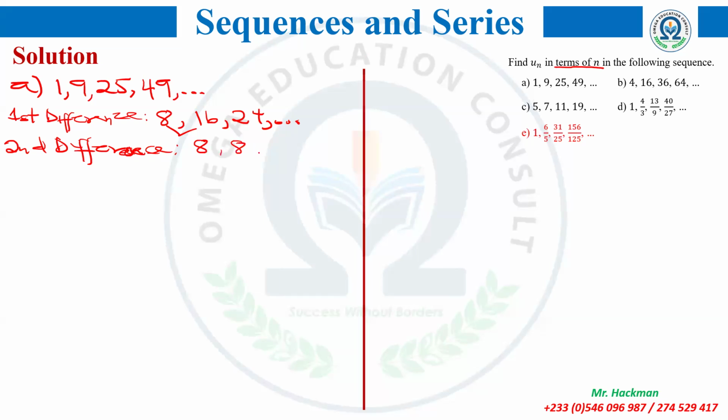Yes, 8. Okay, so you can see that here there exists a second common difference. Do you agree? The first difference was not common. Your sequence of first differences was 8, 16, 24. But here you have a second difference being common. So your sequence here has a second common difference.